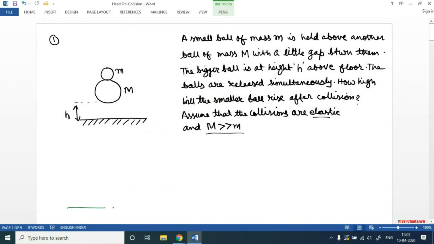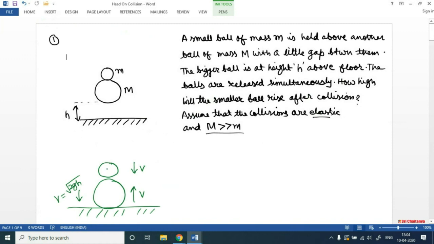When the collision happens, firstly the larger ball will collide with the ground. Let's say just before the collision, the velocity is v. Obviously we can find the value of v, which is root 2gh. This collision with the ground is perfectly elastic, since the coefficient of restitution is equal to 1. So the larger ball rebounds with the same velocity v, and at that instant the smaller ball is moving with the same speed in the downward direction.